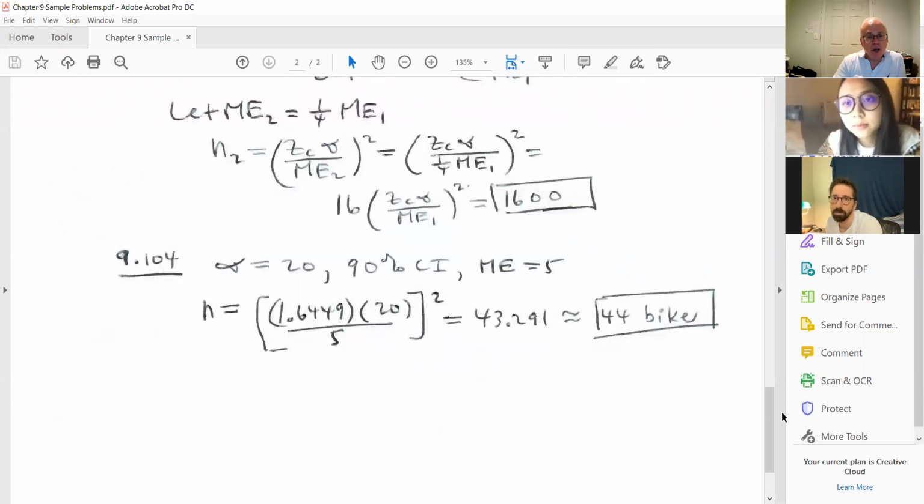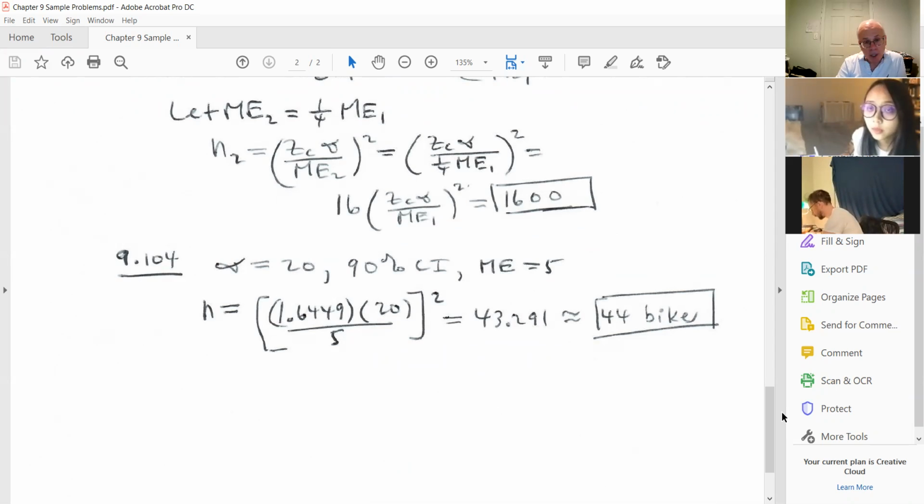And again, we're just using that formula. Now, in this case, the population standard deviation is 20, you want a 90% confidence interval, and the margin of error, you call it sampling error in this case, but it's the same thing. Margin of error is 5. Remember, it's an estimate. We're using the sample to estimate the mean, right?